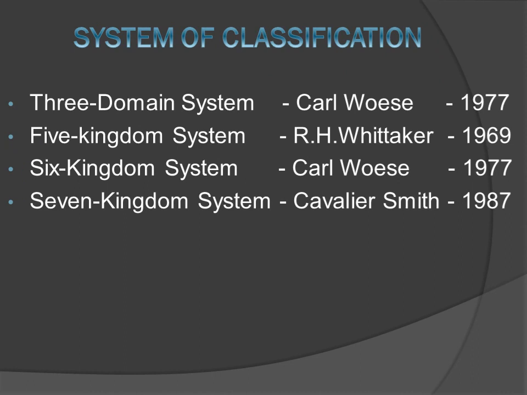The 3-domain system is given by Carl Woese in the year 1977. And the 5-kingdom system is actually one of the earliest methods. It is given by Robert Whittaker in the year 1969 itself. And the 6-kingdom concept is given by the same person again, Carl Woese, in the year 1977. And finally it is revised by Cavalier-Smith as the 7-kingdom system in the year 1987. Is it clear? Shall we go to the next topic? Okay, fine.